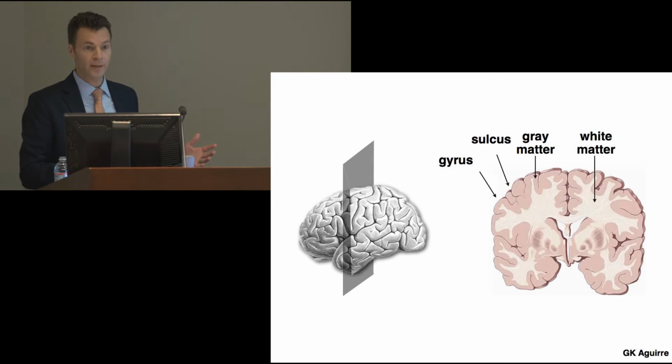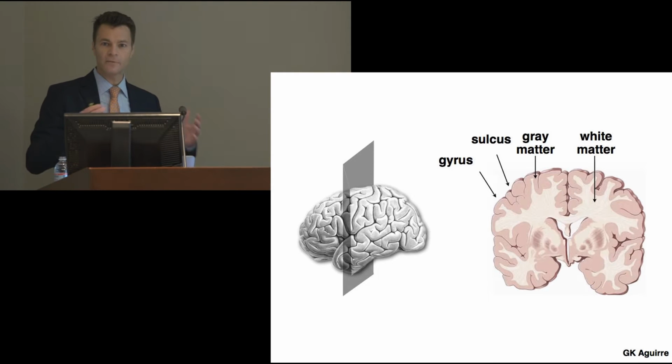So the first thing you notice about the brain is that it's wrinkly, right? It's all folded up, looks a little bit like a walnut. And so these wrinkles have names, so the surface or bump in the brain is called a gyrus, and the division or space in between each wrinkle is called a sulcus.